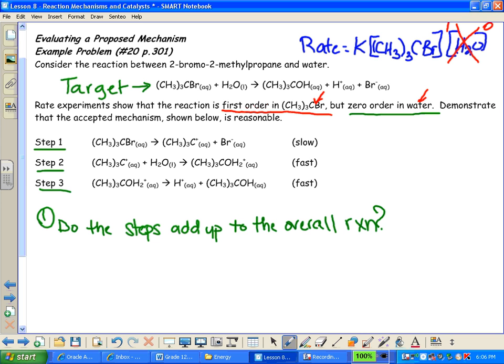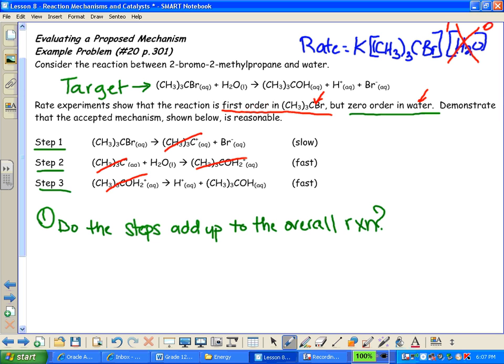In order to do this, we have step 1, step 2, step 3. We're going to cross off anything that's the same on both sides. Basically what you're doing here is Hess's law, narrowing it down to get to the reaction we're looking for. So a little bit of crossing off here. We have this on one side, this on the other. We also have this and this. And then we can't cross anything else off.